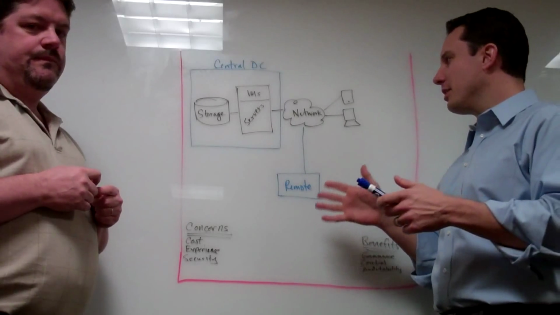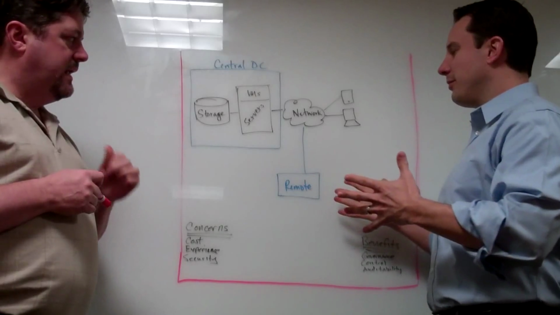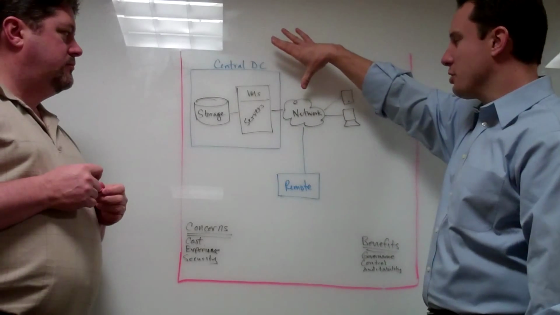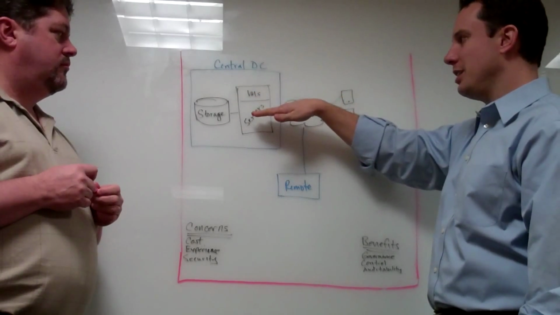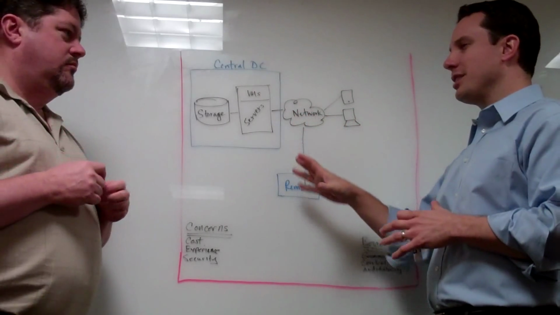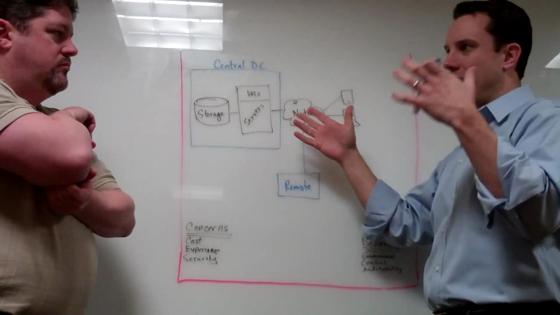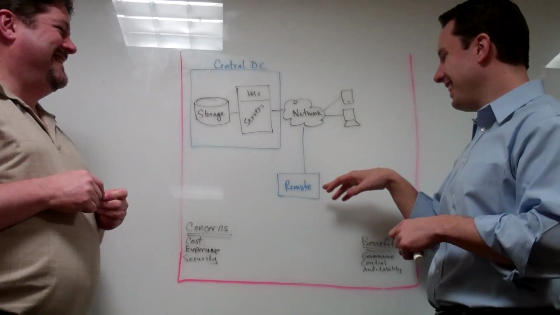So let's walk through this real quickly. This is a really simplified architecture, but it's probably a pretty common thing. We've got a centralized data center where we've got servers virtualized, so we've got virtual machines. This could be running VMware or Citrix or any of the virtualization platforms. Some sort of storage infrastructure, SAN, NAS, whatever it might be. Network. Hey, there's a cloud.